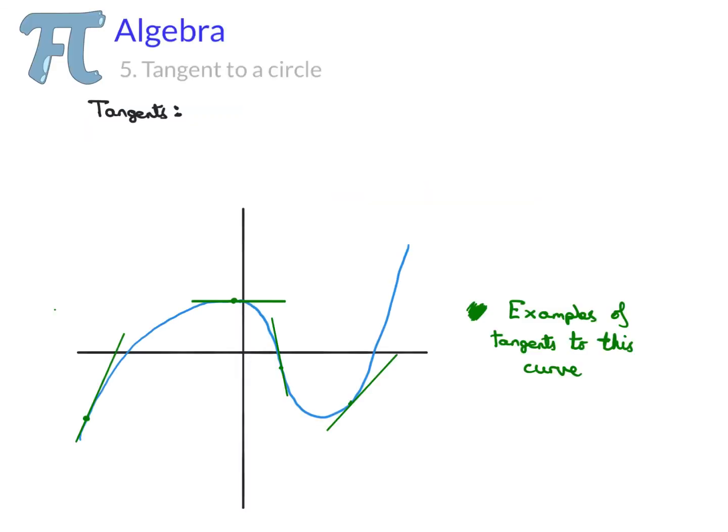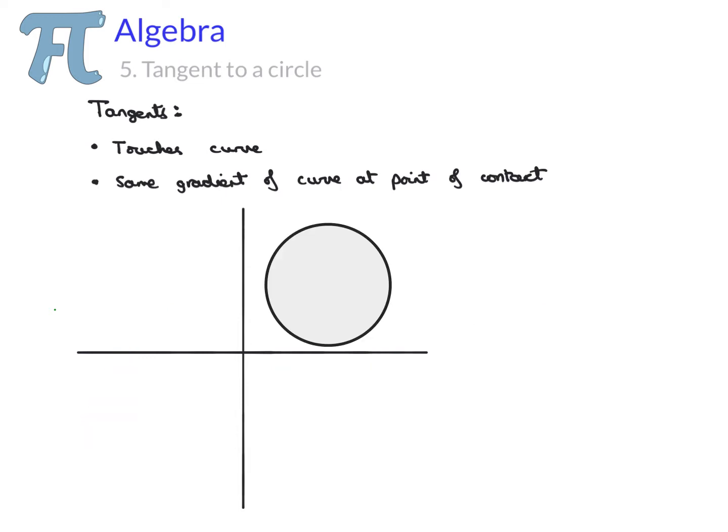A tangent to any curve is the line which touches the curve and has the same gradient that the curve does at that point of contact. One interesting case is when we have a tangent to a circle. This tangent is always perpendicular to the line which connects the point of contact and the centre of the circle.